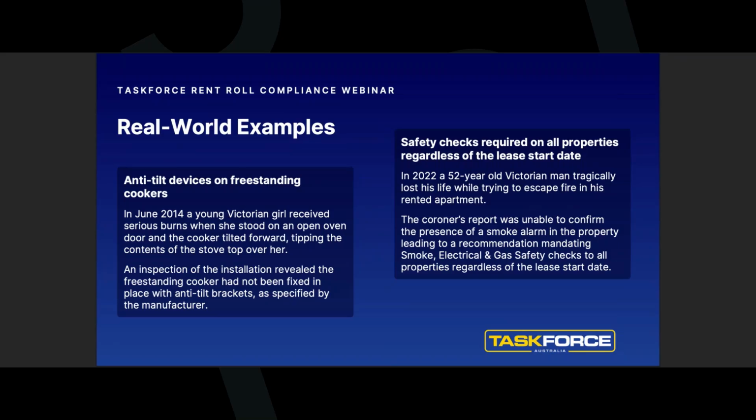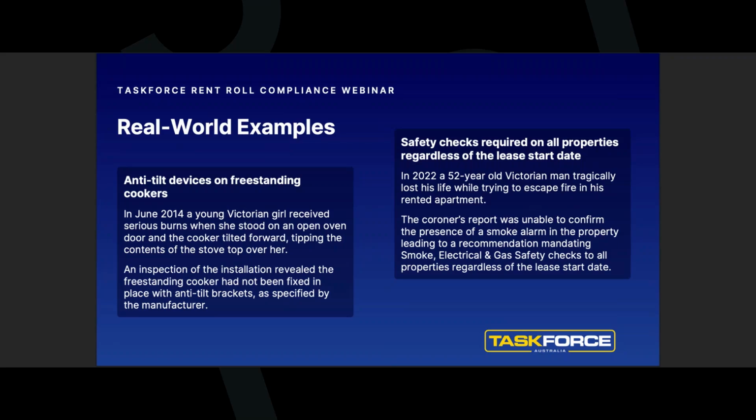We also have incidents that come through where you do get updates to these safety checks. For example, in 2022, after the regulations came in, unfortunately, a 52-year-old Victorian man tragically lost his life when trying to escape fire. And when the coroner's report was laid out, they were unable to confirm there was actually a presence of smoke alarm in the property. From what I understand in reading this case, it depended on the lease date whether you actually needed to have the smoke alarms checked or not.